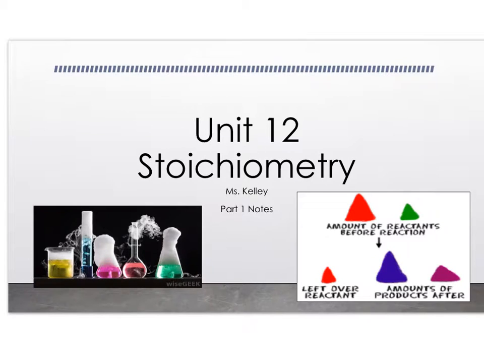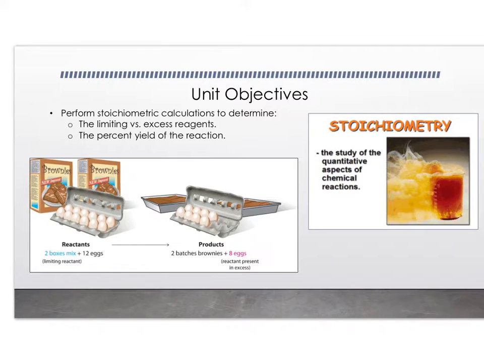This is Unit 12, Stoichiometry, Part 2 notes. By the end of this unit, you should be able to perform stoichiometric calculations to determine the limiting versus the excess reagents. Those are your reactants. And then you should also be able to calculate the percent yield of the reaction.